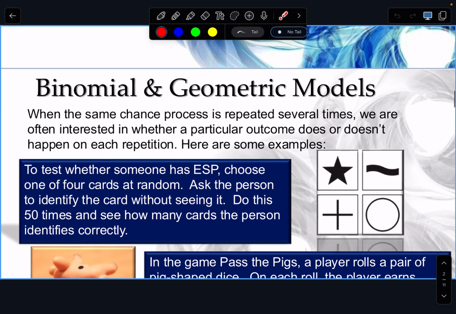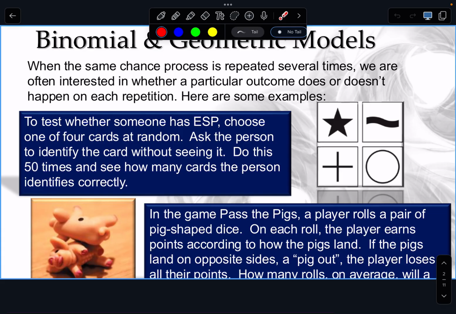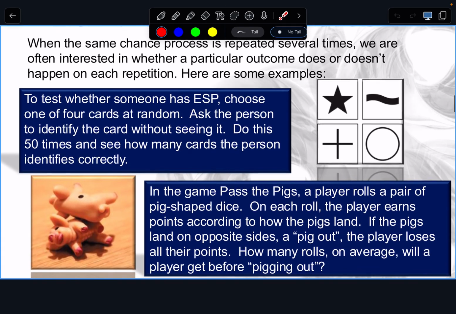And so what we're looking at with these binomial and geometric models is the same chance process, the same random phenomenon, being repeated several times, and we're usually interested in whether a particular outcome does or doesn't happen. There are certain conditions that must be met to tell us that we're working with a binomial setting or a geometric setting. But when we have that in place, we can use the binomial model or the geometric model to calculate things a little more quickly, a little more efficiently.